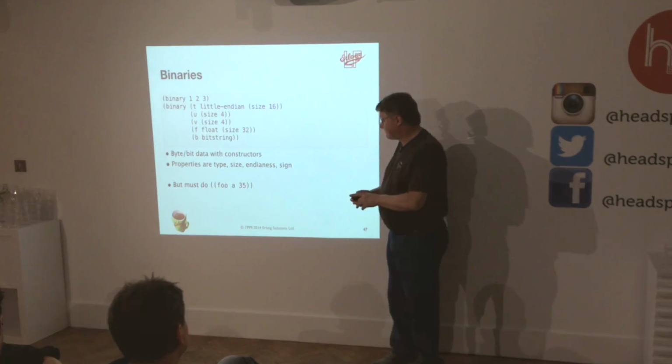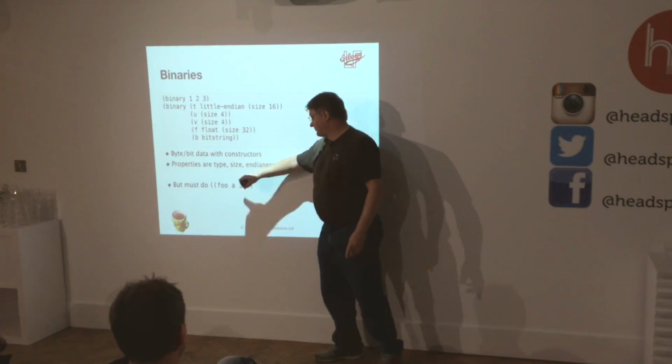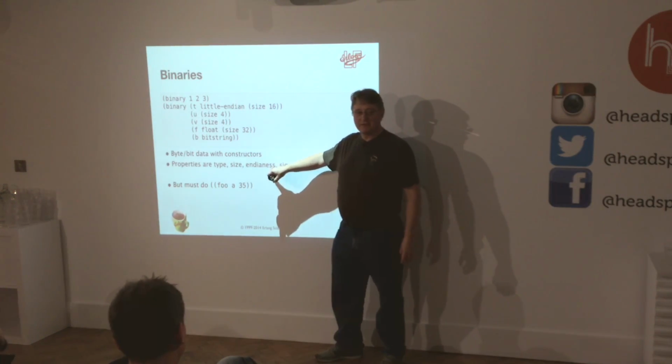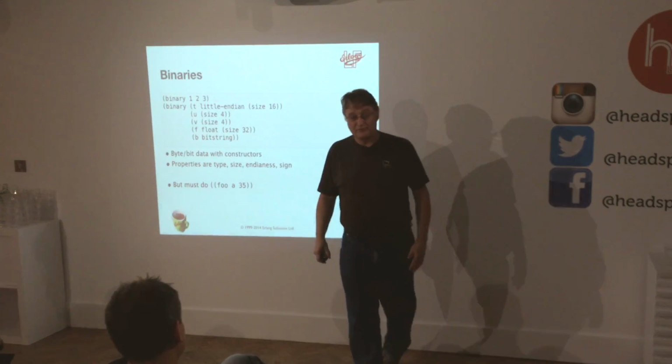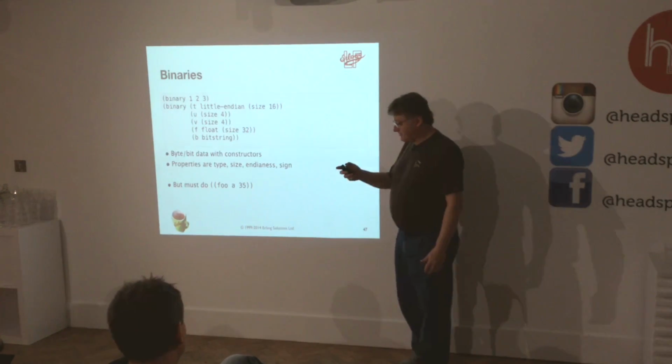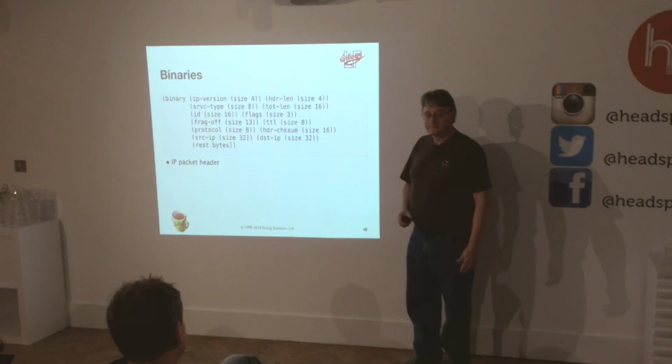But yeah, so I've got types, I've got size, I've got endianness. I can have little endian or big endian. I've got signs, I can have signed numbers and things like this in there as well. So that's okay. But here's a better example.